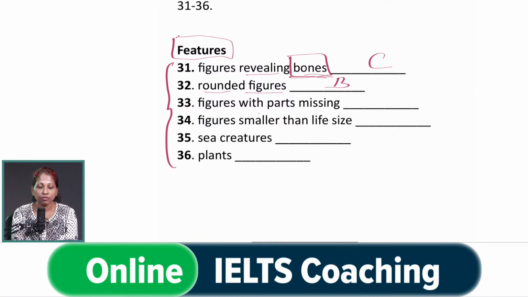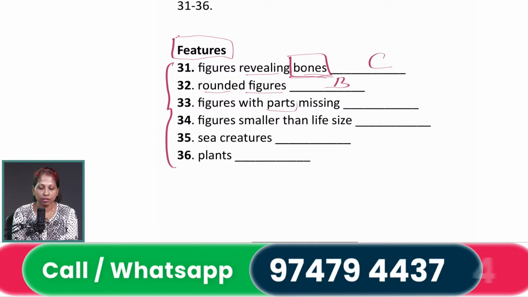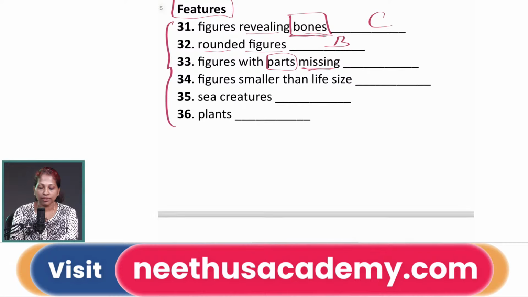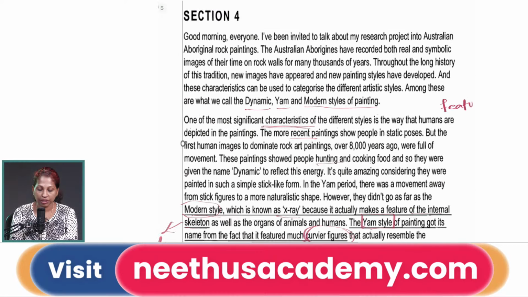Okay. Figures with parts missing. The parts, okay, body parts or something. Figures with some parts missing. Okay, they are not there in that particular picture. So that is a feature for which painting?